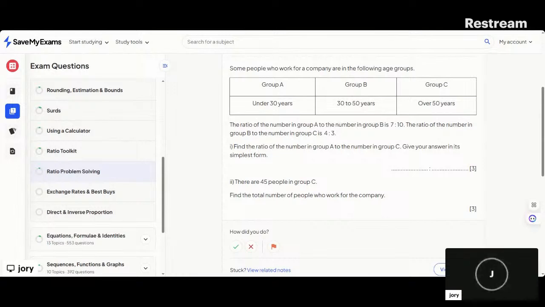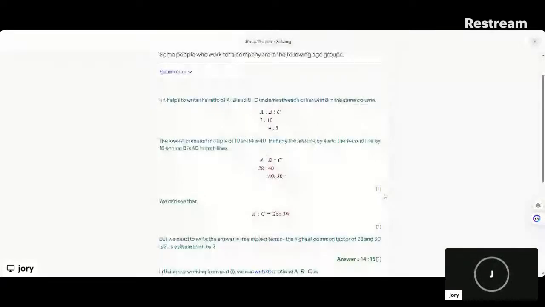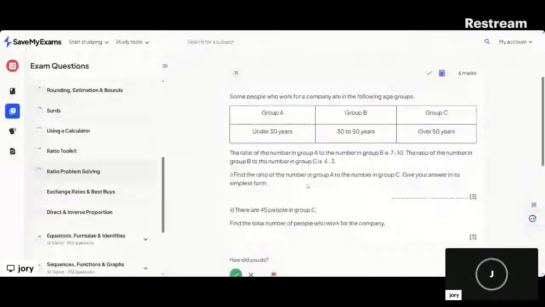Group A, Group B, and then it already told us it's 45 people in Group C. So that's 60 plus 45 plus 42. The total number is 147 people. 147. That's correct. Yay.